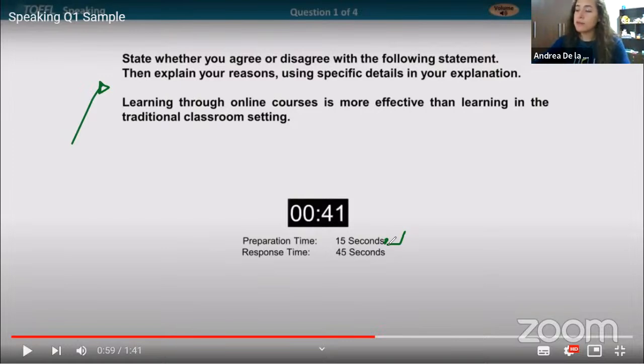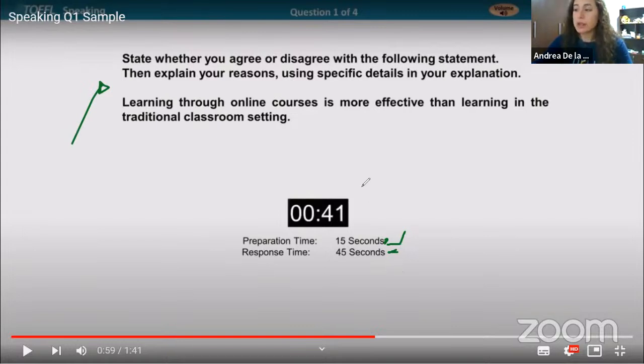Then after the 15 seconds are over, you need to start speaking already because they will start recording what you're saying. They will tell you, begin speaking after the beep, and you will hear another beep, and you have to start speaking already, right?